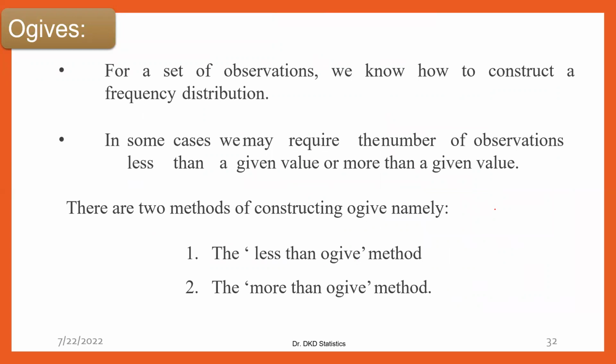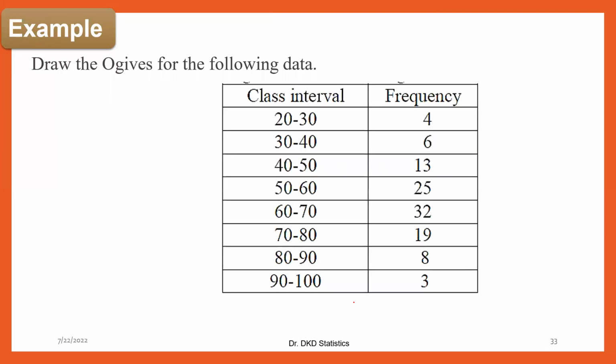So now one last graph, which is known as the ogive curve, as we have discussed during cumulative frequency. So how to create less than ogive and more than ogive? For a set of observations, we know how to construct a frequency distribution. We require the number of observations less than a given value or more than a given value. So there are less than ogive and more than ogive. We will discuss with the help of an example.